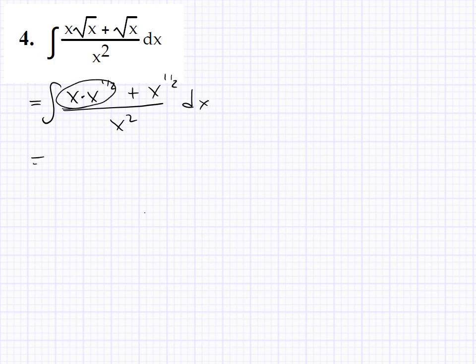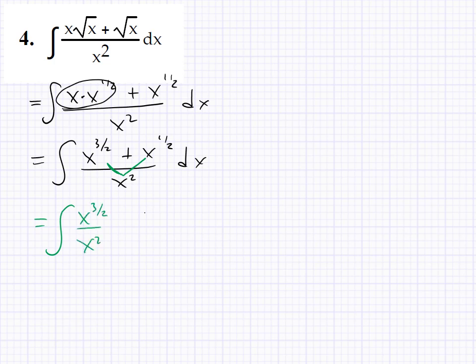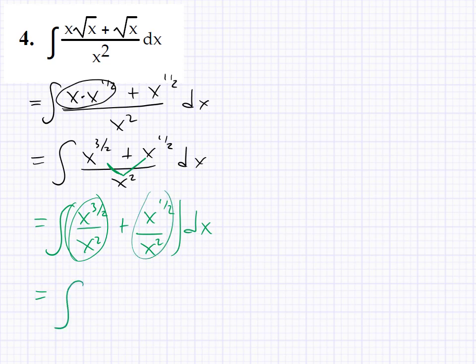Then these two come together to give me x to the 3/2 plus x to the 1/2 over x squared dx. Then what I'm going to do is split this apart into two separate fractions. I'm going to write this as x to the 3/2 over x squared plus x to the 1/2 over x squared, all dx. Then I'm going to simplify each one of these fractions. So I'm going to subtract the exponents, in which case I'm going to have an x to the minus 1/2, and this one's going to be x to the minus 3/2 dx.